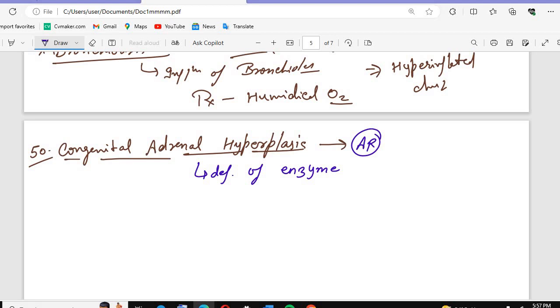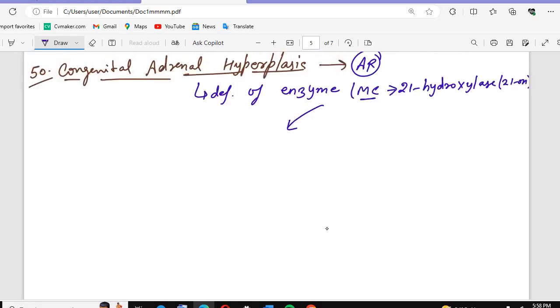There are many enzymes that can be deficient: 21 hydroxylase, 17 hydroxylase, and others. All of these are possible, but the most common one you need to remember is 21 hydroxylase deficiency. If this enzyme is deficient, there will be decreased synthesis of adrenal hormones.